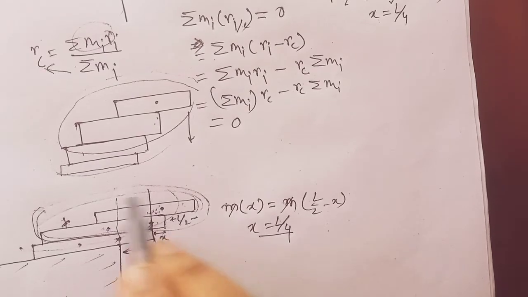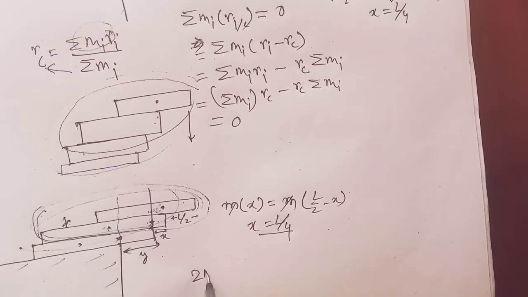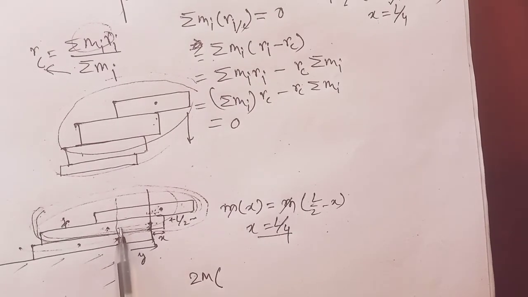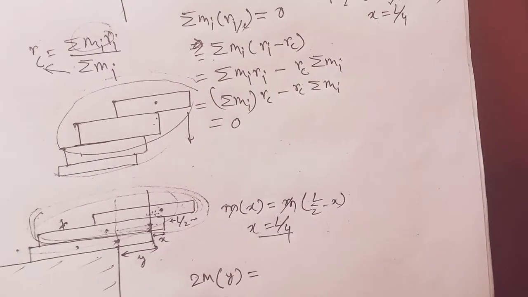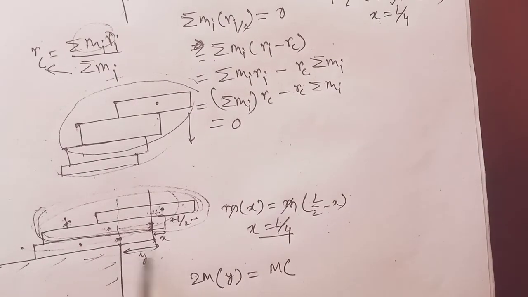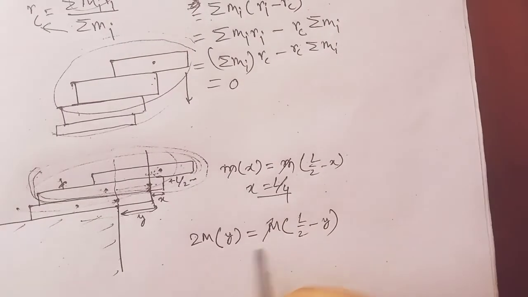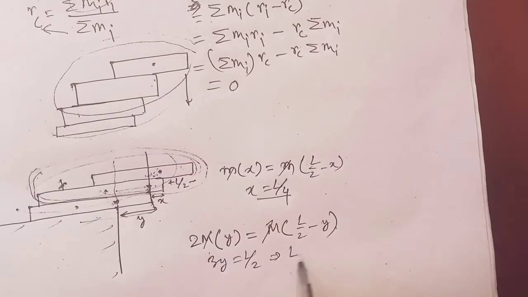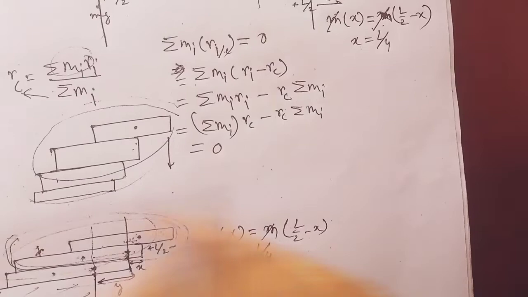So y can be given as, if I consider these two blocks together, I can write 2m into, see, from this line it is located at a distance of y, and that is my assumption. I have assumed it to be y, and this block's center of mass gives m times this whole, which is L by 2 minus y. Now if I cancel out, I am getting 3y equal to L by 2, that implies y equal to L by 6.